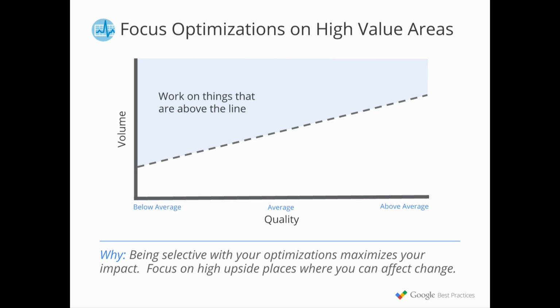You can't just have an above average quality rating in your component and just be done and just walk away and think that your job is done. Because there's actually no limit. You can just keep getting better and better. So even if you have a 10 out of 10, if that's the most important place in your account, you can keep working on that place to improve it. So just be selective with your optimizations and maximize your impact. Focused on high upside places where you can actually affect change. So control the things you can control and keep improving in areas that really matter to your account.